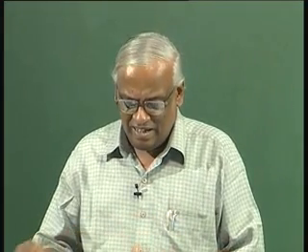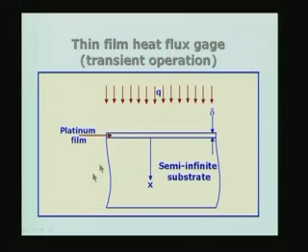Let us look at the differences. One, for example, I can have a platinum film of very small thickness delta which is in the micron region, maybe a few microns, maybe 10 microns, and we have a substrate which is of a material which is chosen suitably to have the desired thermal properties, and I am going to subject the front surface of the platinum film or the surface of the platinum film to the heat flux which is to be measured.